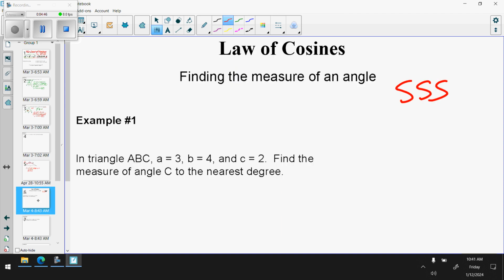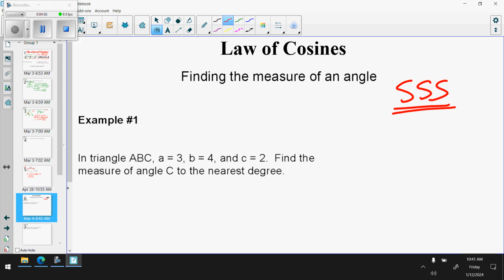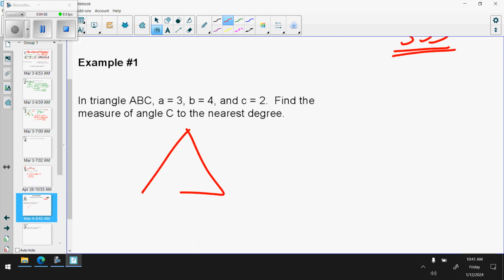Now we can use law of cosines to find an angle. This one is going to be a side, side, side, so we're going to know all 3 sides. So again, A, B, C, little a is 3, little b is 4, little c is 2. Things we should already know: the largest angle is across from the largest side, so I know B is my largest angle. 2 is the smallest side, so that is my smaller side.